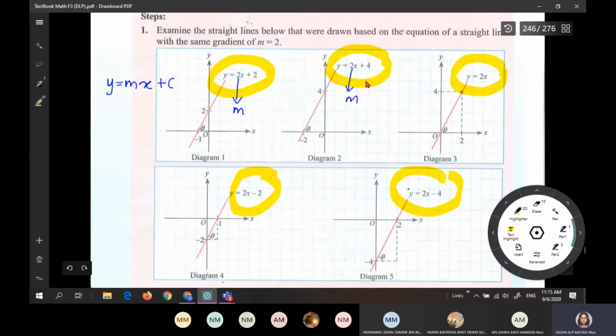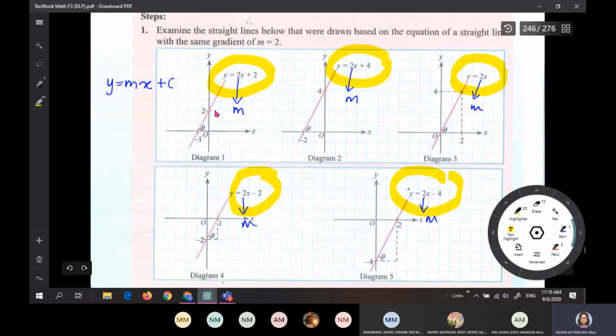Okay, so 2 is the gradient. In all these 5 graphs, all the gradients are equivalent to 2. However, the y-intercept is different. Boleh nampak rupa graph tu pun berbeza. Where it intersects at y is also different.